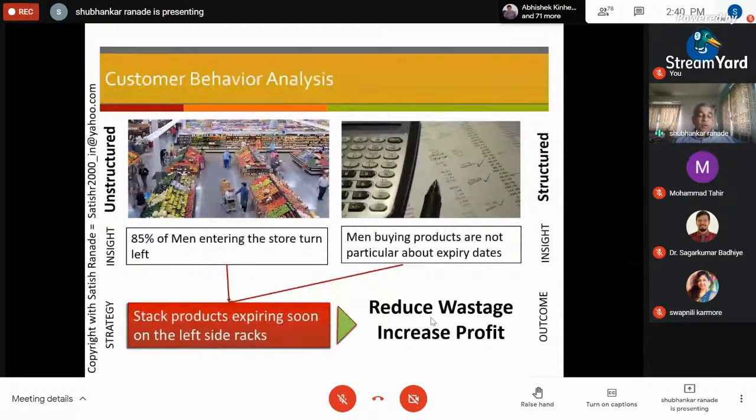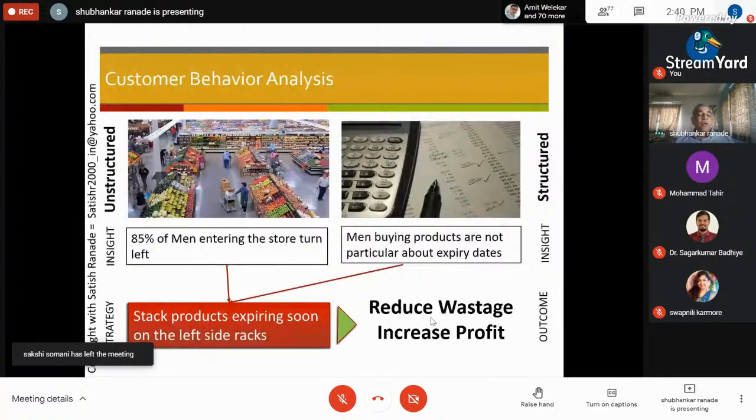Now, in the US particularly, keeping an expired good on the rack for sale is a crime. It's a punishable crime. You get both financial penalties as well as you may get jail also. So they are very particular about throwing away the expired goods. So they can't keep expired goods on the racks for sale.